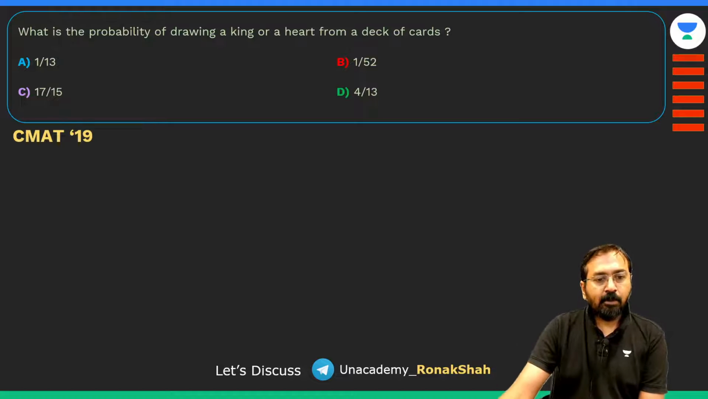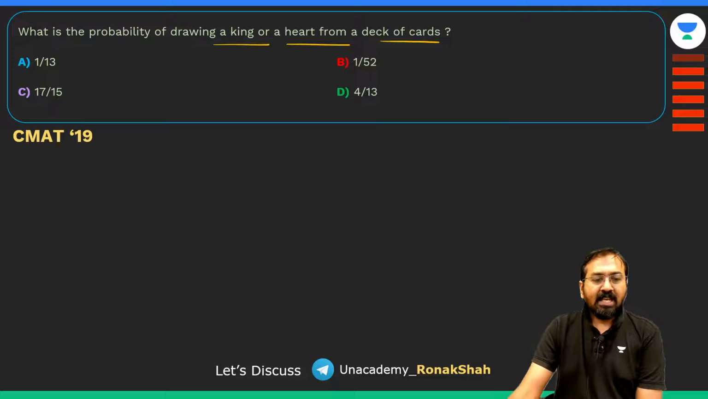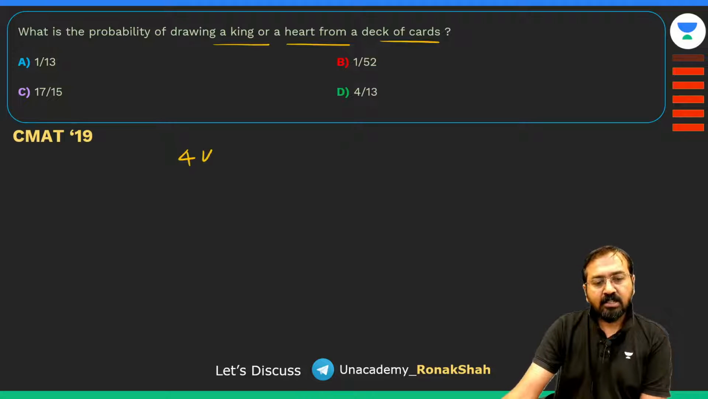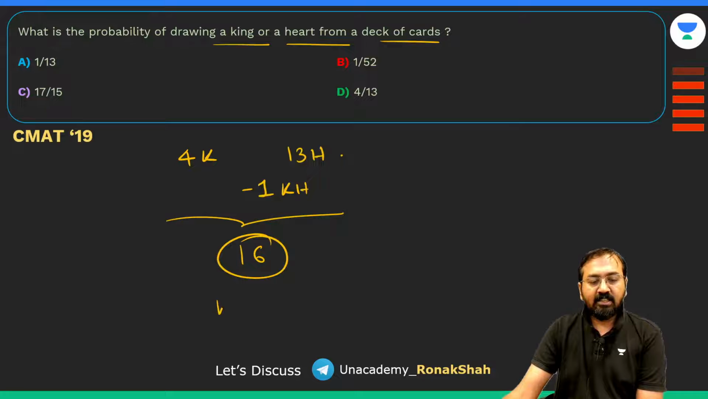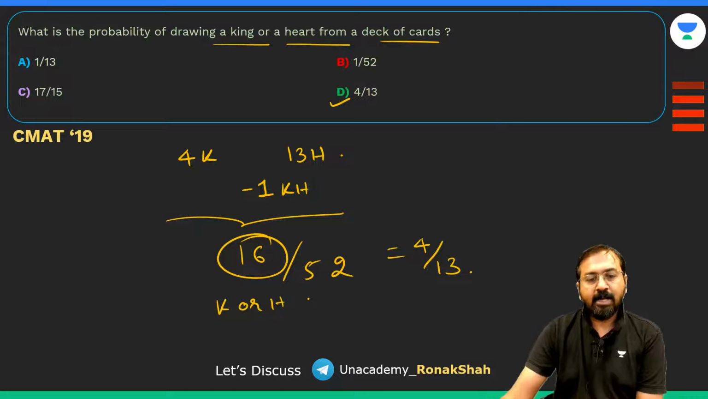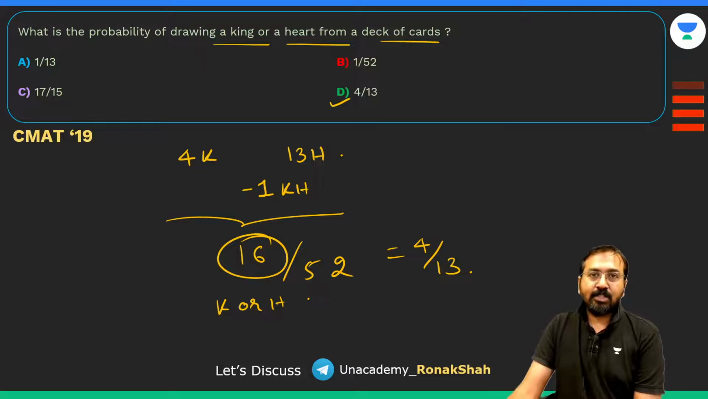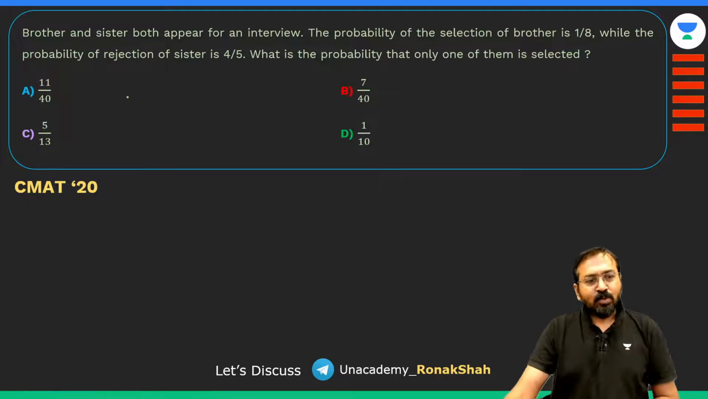Similarly, what is the probability of drawing a king or a heart from a deck of cards? Guys, we have 4 king cards, we have 13 heart cards, but one card is king as well as heart card. So we have a total of 16 cards which are either king or hearts out of 52. So 16 by 52 is nothing but 4 by 13. That's your answer. It should have taken 20 seconds for you to solve this question, isn't that right? Let's look at this question.